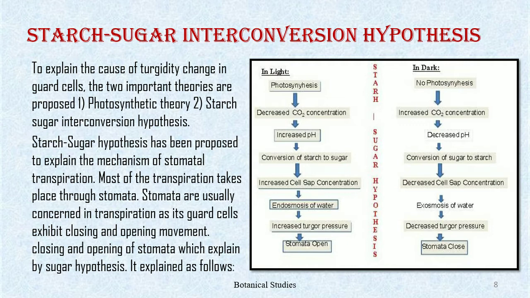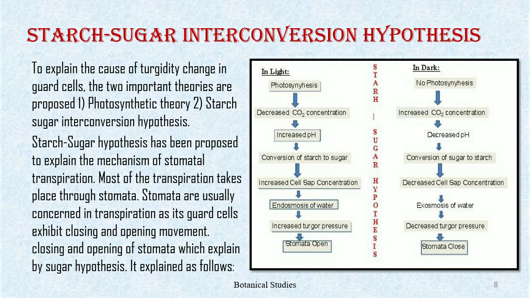It is explained as follows. In light, that is during daytime, photosynthesis takes place, which decreases carbon dioxide concentration, as a result of which there is an increase in the pH. Due to the increase in the pH, there is a conversion of starch into sugar, because of which there is an increase in the cell sap concentration and endosmosis of water takes place, which increases the turgor pressure, due to which the stomata opens.